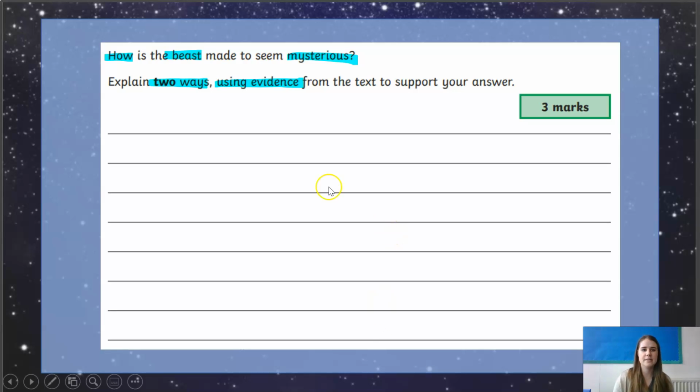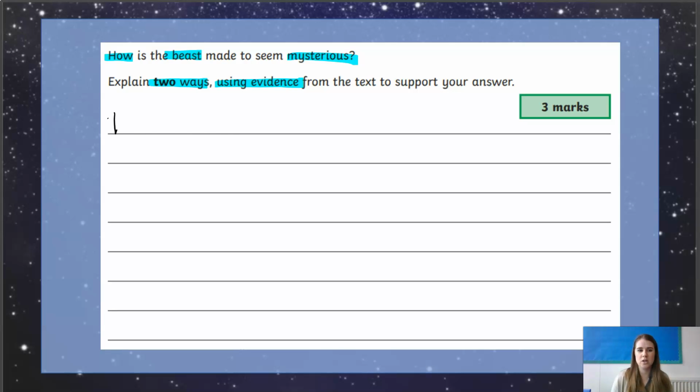I've highlighted my key skill here as how. So this is a how question, so we're looking for evidence to support. And we're talking about the beast and how it's been made to seem mysterious. So we need to explain two ways, using evidence in the text. That usually suggests using two pieces of evidence from the text.